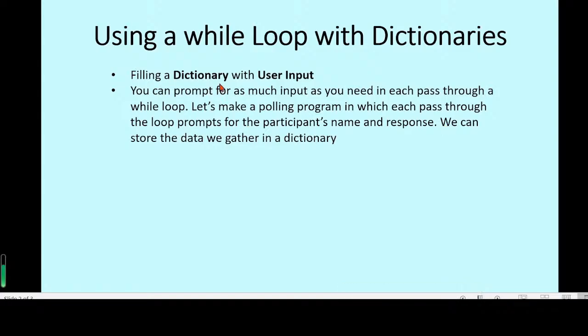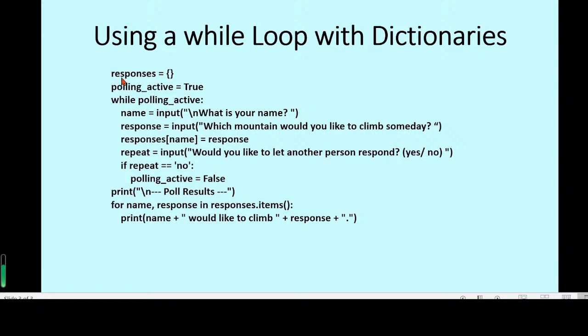So, filling a dictionary with user input. You can prompt for as much input as you need in each pass through a while loop. Let's make a polling program in which each pass through the loop prompts for the participant's name and the response. We can store the data we gather in a dictionary. First, we create an empty dictionary, then set a polling_active flag to True.